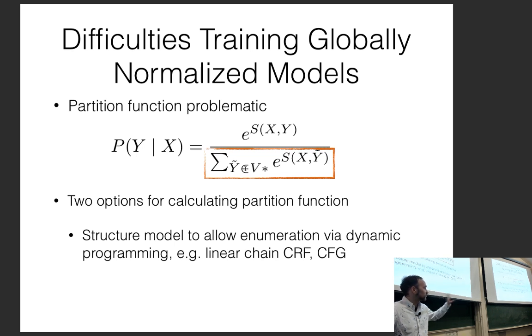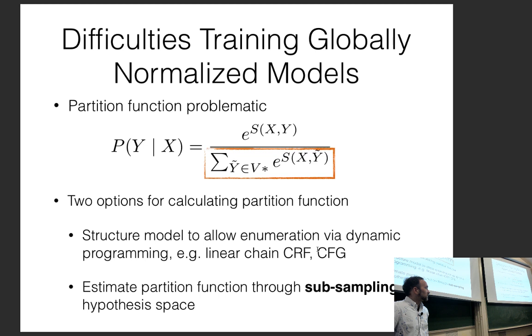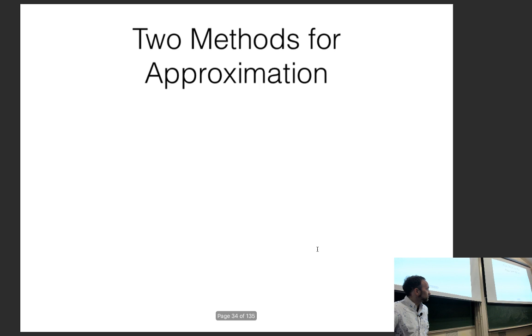When I say structured model, I mean it takes in the structure and does some sort of dynamic programming over the decomposition structure, using local independence assumptions, and calculates the output. We had the linear chain CRF and CFG as examples of this. Another option is to estimate the partition function through subsampling the hypothesis space. So here is an example of what we can do.